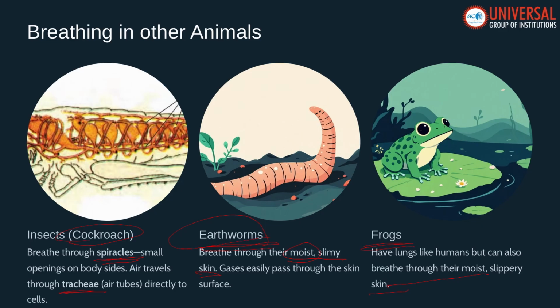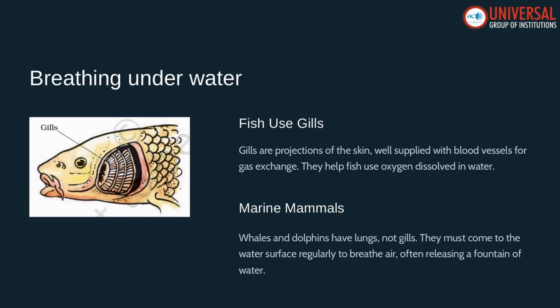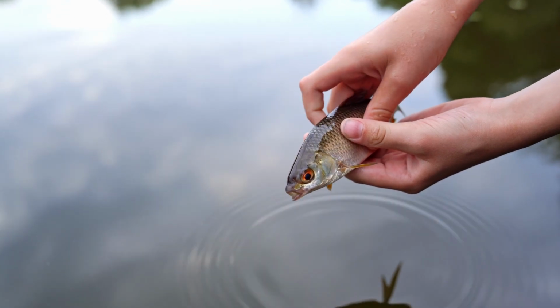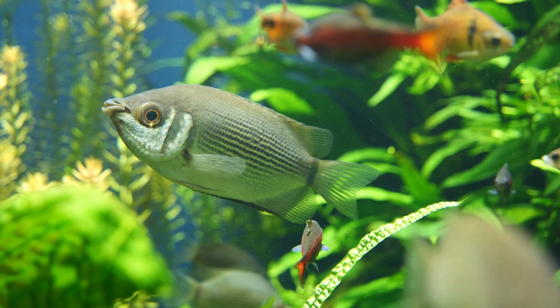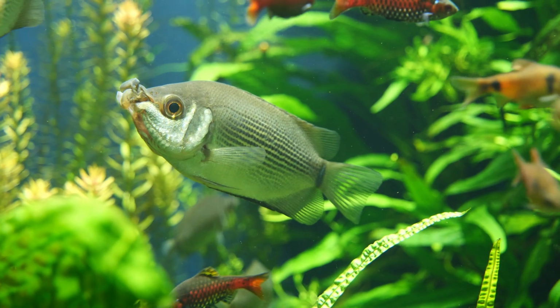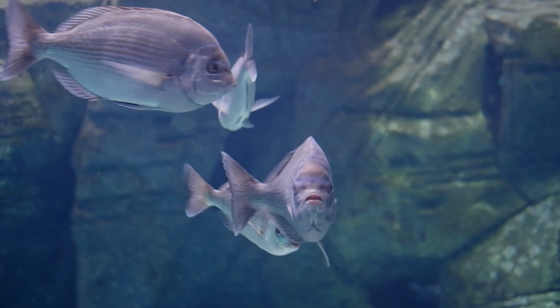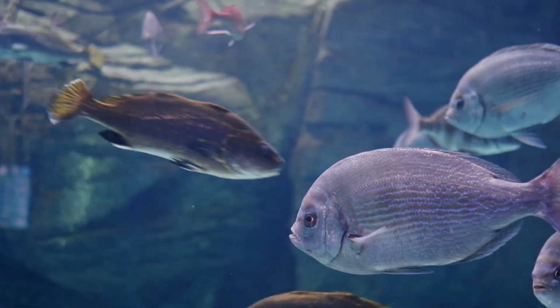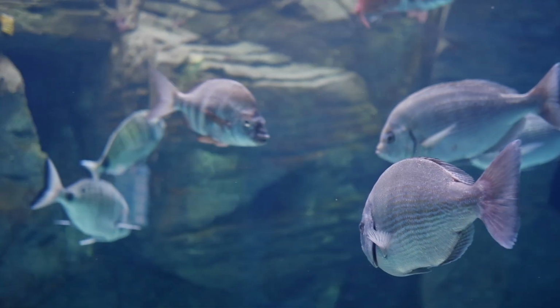So what about the aquatic life which is in water? How do they respire? If we talk about fishes, fishes cannot breathe atmospheric air. So they extract dissolved oxygen from water using a specialized organ called gills. These specialized organs are rich in blood vessels. As water flows over the gills, oxygen enters the blood and carbon dioxide exits.